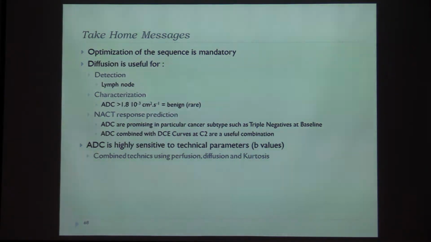Maybe this threshold of 1.8 could be useful for non-mass. Sometimes you have regional non-mass, you're not very sure what it is. So if you have very huge ADC, higher than 1.8, you can say this is benign. For neoadjuvant chemotherapy response prediction, ADC could be useful in triple-negative tumor. And diffusion is useful after 2 cycles of chemotherapy. It gives you a functional response, which is very helpful sometimes.